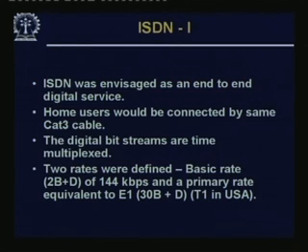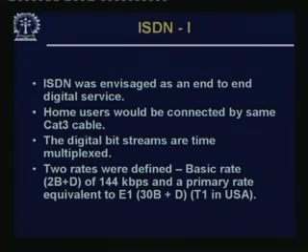ISDN was envisaged as an end-to-end digital service. That means it starts as a digital service from the user premise and goes straight that way as a digital service right to the other end. Now, home users would be connected by the same Cat3 cable. That was important, because people were already connected by Cat3 cables, and it is a very difficult and costly proposition to change all that cabling. So, the idea was to use the same Cat3 cable for this new digital service.